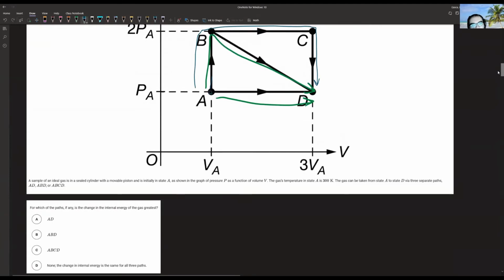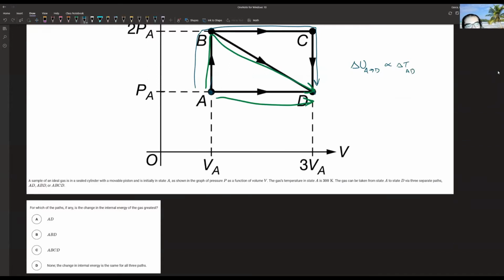And so to get the change in internal energy as we go from A to D, that's just going to be proportional to the change in temperature. Because if we look at the internal energy formula, there's a factor of 3/2 or 5/2, depending on the scenario, times some specific heat capacity times the change in temperature. So really the important thing here is going to be the change in temperature as we go from A to D.